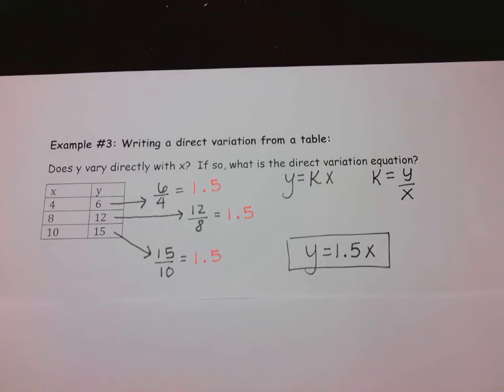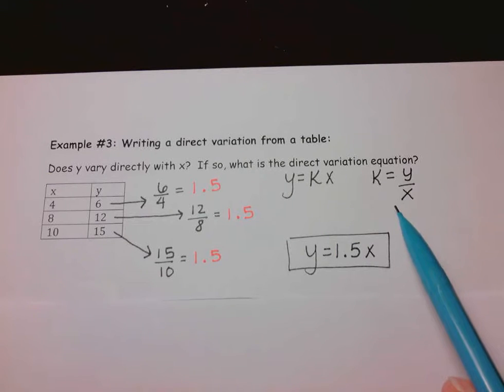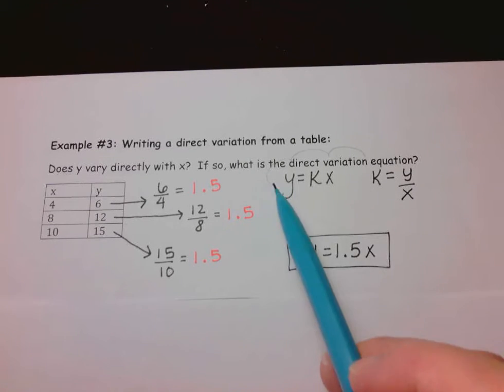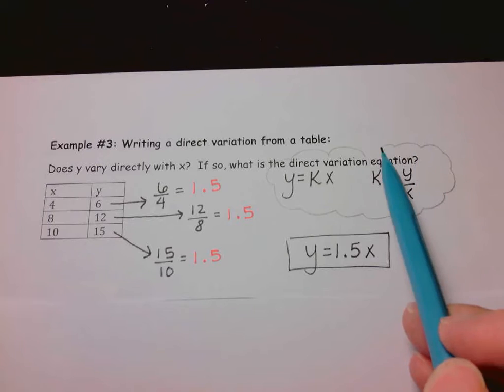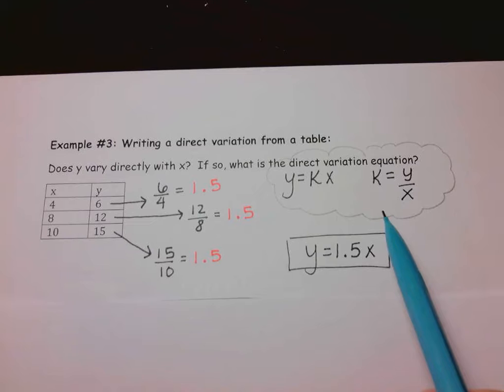Okay, example number 3, writing a direct variation from a table. Does y vary directly with x, and if so, what is the direct variation equation? So look right here, and I said remember, the direct variation equation is y equals kx. Well, what happens when you solve for k? K equals y divided by x. So first, pause the video and make sure that you understand this relationship. If y equals kx, then k equals y divided by x.